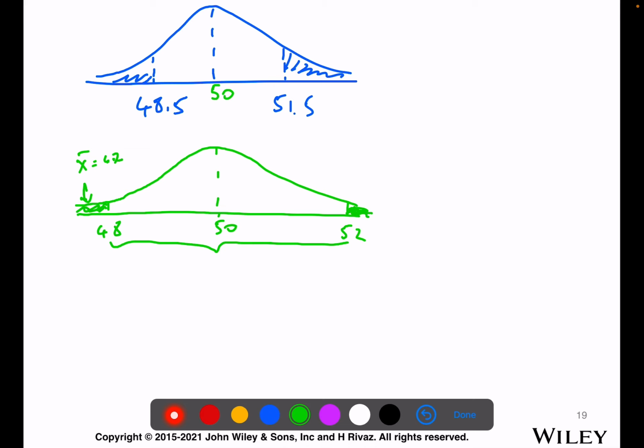So all we have to do is to calculate this area under the curve. And for that, I have to use this transformation that Z is equal to 48 minus 50 divided by 2.5 divided by square root of 10.